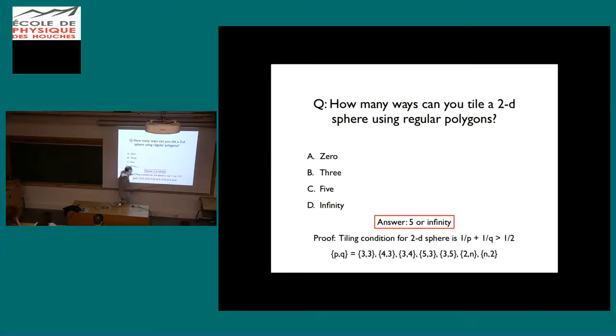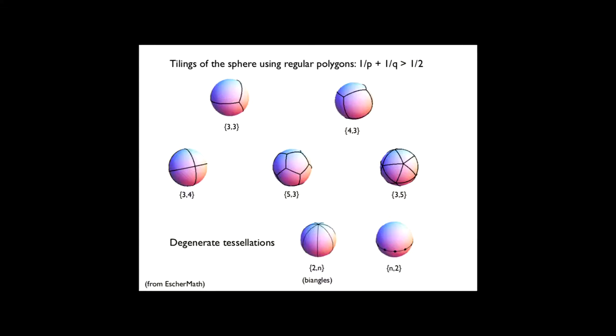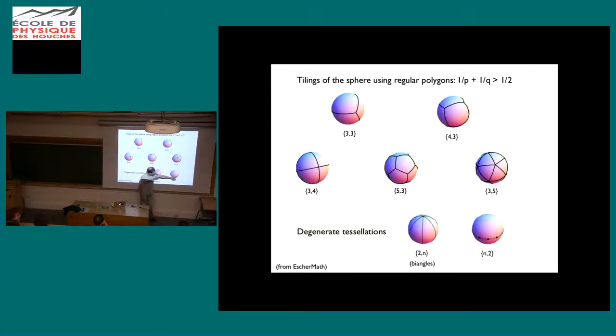Does anybody know what this looks like? It's an n-sided polygon meeting two at a vertex. Here it is, it's n-sided. You just draw a circle around the equator, put n dots there, and there are two. I told you that these were degenerate cases, and this is the one that Bruce came up with. So here they are. This is what we drew over here: three-sided polygons meeting four at a vertex.